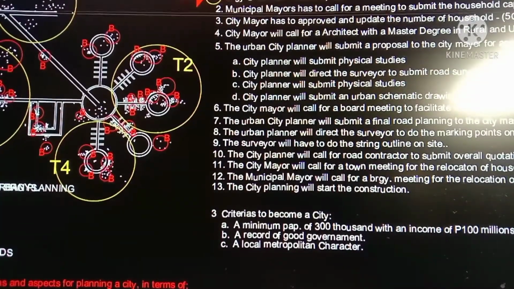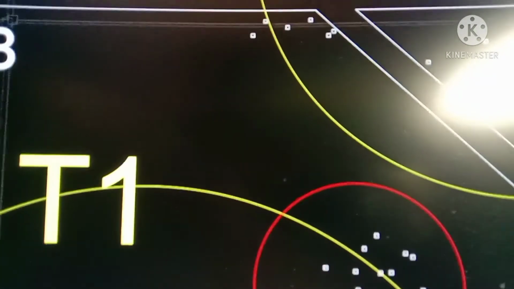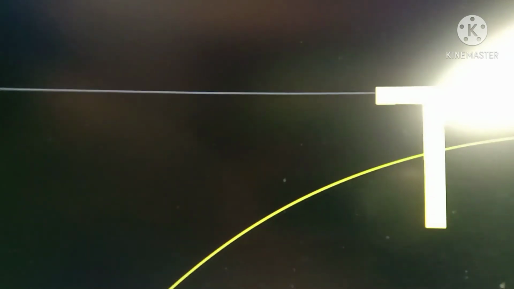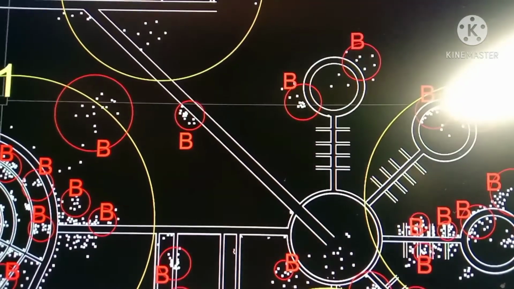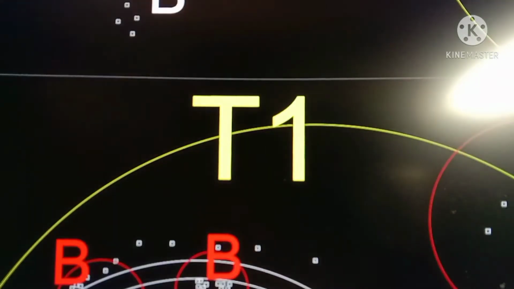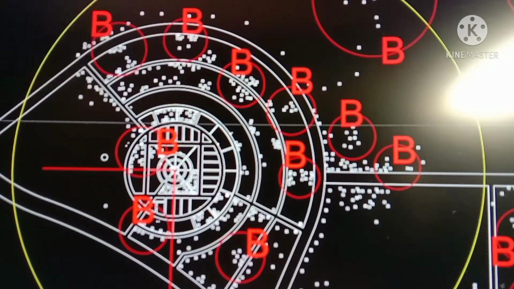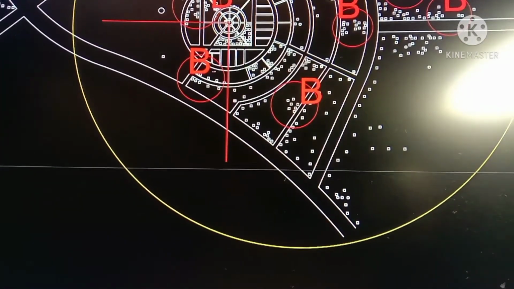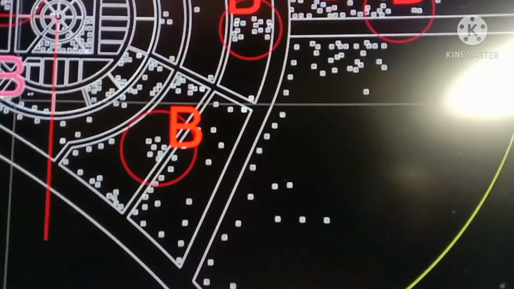This is for town 5. Remove the barangays already relocated. This one also here. Okay, remove this barangay here. Remove. Relocated. This also relocated here. Remove also this barangay. All these being affected are already relocated.